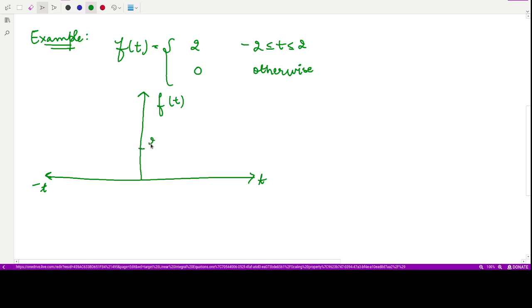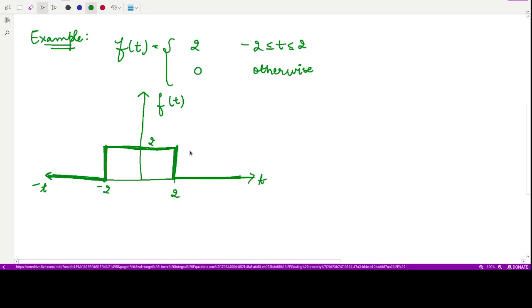Suppose this point is 2, this point is -2, this point is also 2, then within the interval -2 to 2 your function has the value 2, right? Obviously it would be a straight line, and otherwise its value is 0, right? So this is the function that is given to you. You may join this in order to represent that you have a discontinuity here at this particular point, right? So this is your function.